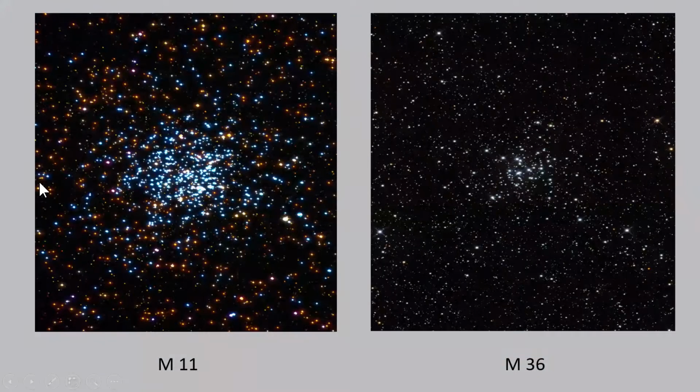So these are two open clusters. This is called M11. This is a summer open cluster in a constellation called Scutum, the Shield. And this is M36, an open cluster in the constellation of Auriga. This is something you can see in the wintertime.